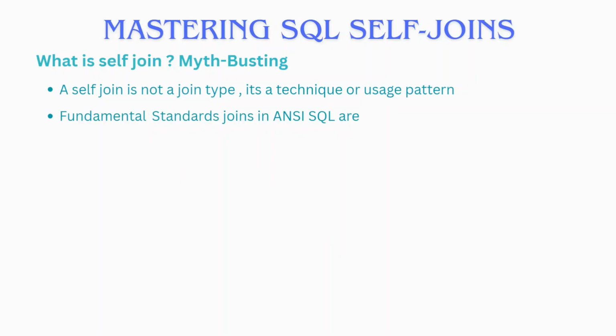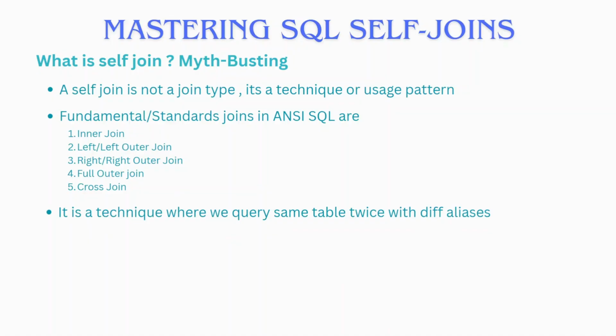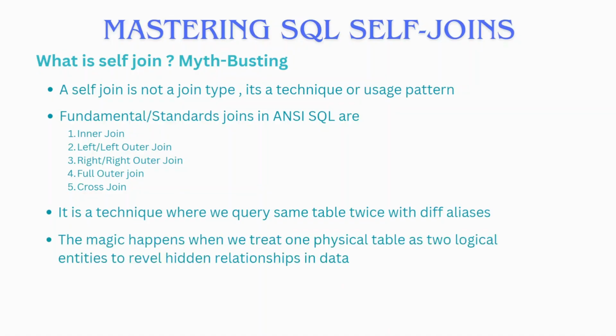So what is self-join? Self-join is not a type of join. It is just a technique or a usage pattern which we use in SQL queries. The fundamental and standard joins in ANSI SQL are inner join, left outer join, right outer join, full outer join, and the cross join. Self join is a technique where we query the same table twice with different aliases. The magic happens when we treat one physical table as two logical entities to reveal the hidden relationship within the data. In our case, we will treat the employee table as an employee and a manager table, and try to establish the relationship and find the data within those tables.